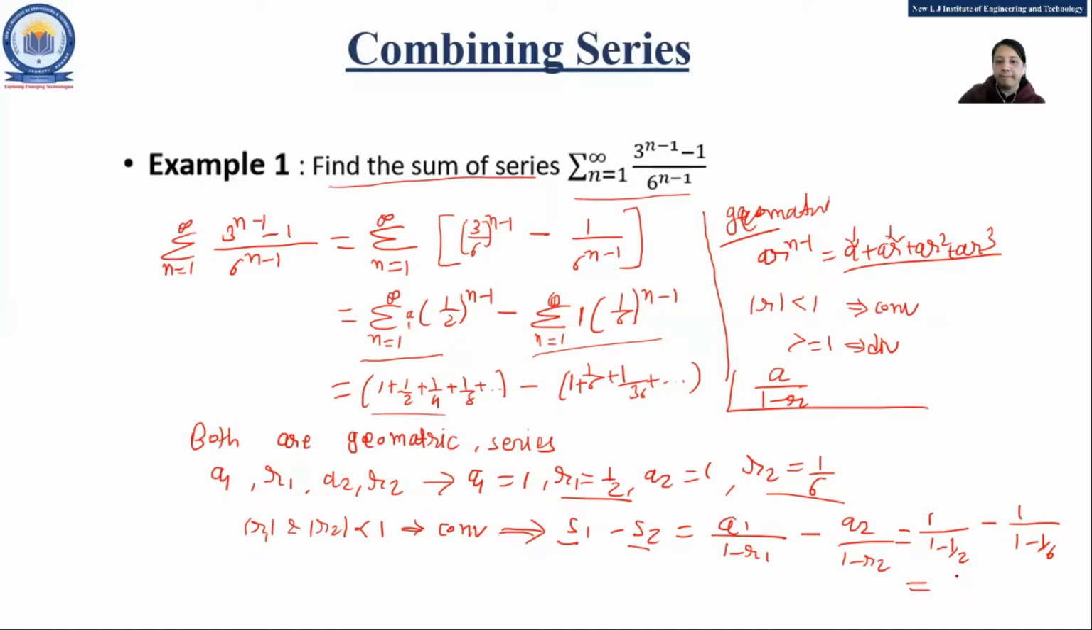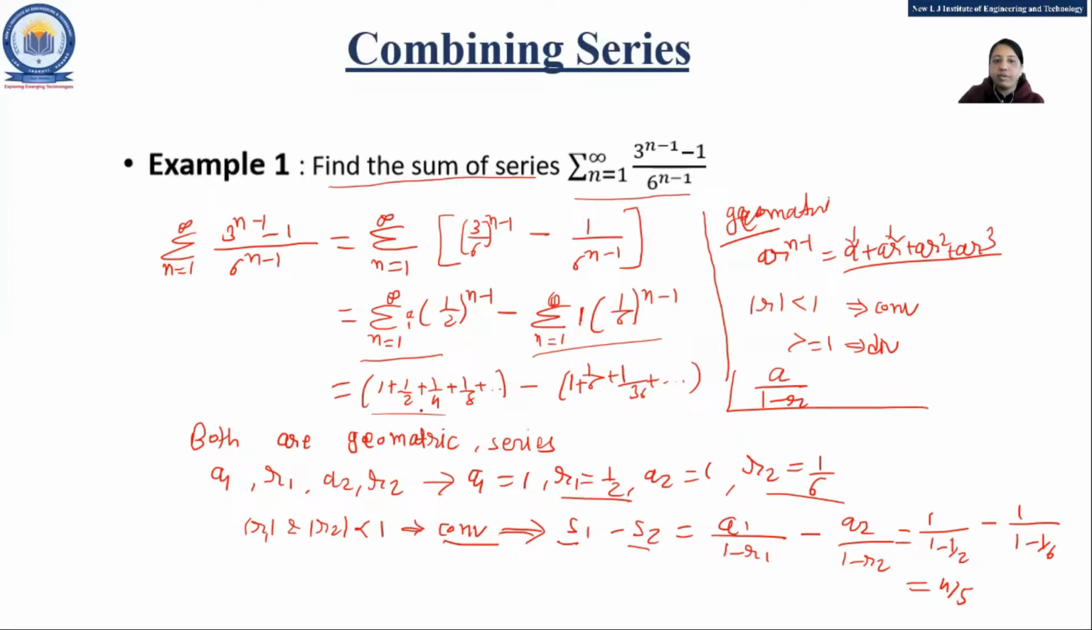Yeah, correct. The answer would be what? See, some are solving in a way where they specify S1 and S2, so you can also first find S1, then S2, and do the subtraction. But the final answer is 4 by 5. Fine. So this is a finite and non-zero number, so it will be convergent.